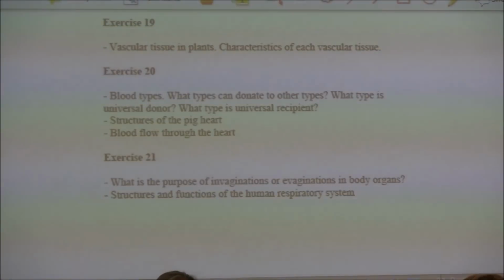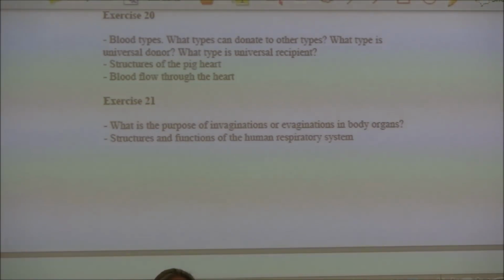Everybody get that? Yes? Okay, exercise 20. First one, blood types. I wasn't actually asking you, I was just saying blood types, but thank you. So, what types can donate to other types?